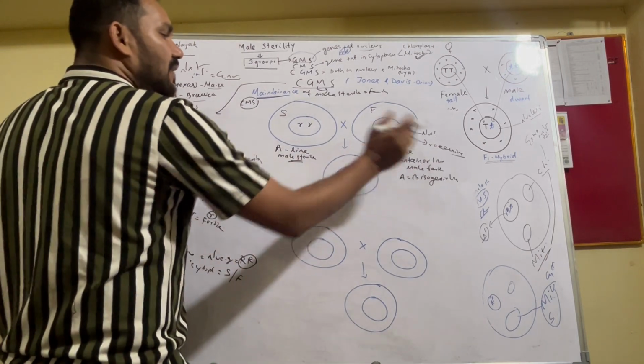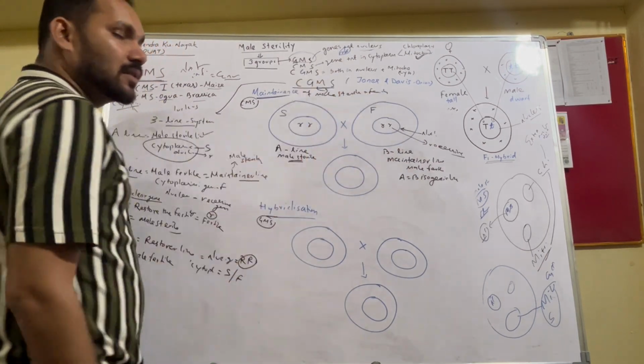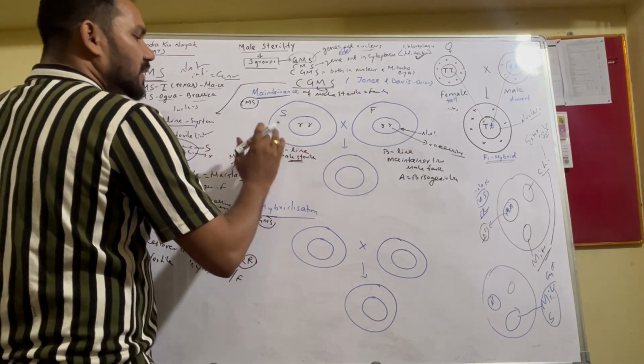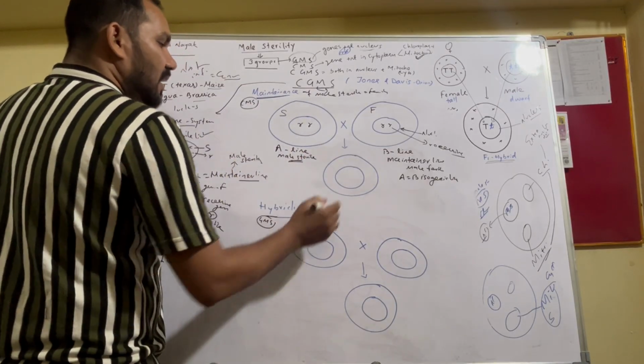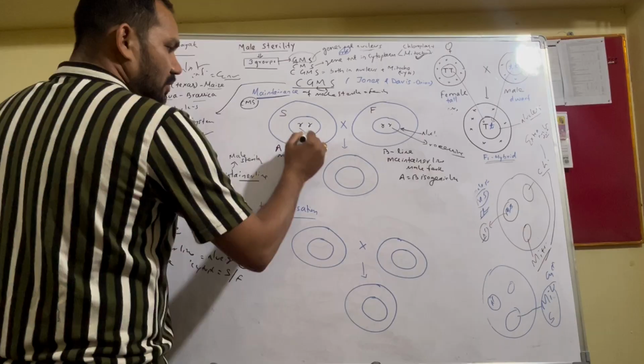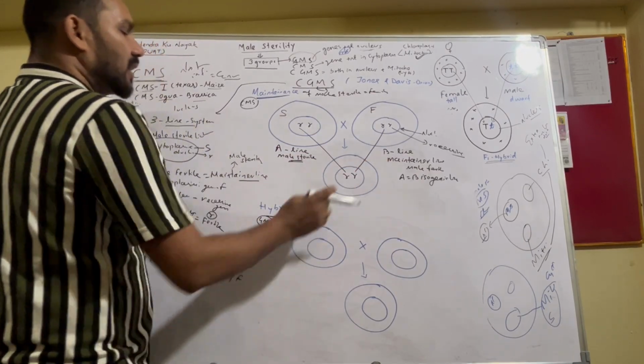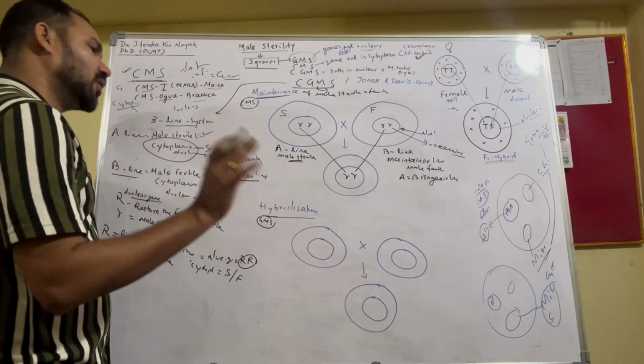B line is male fertile because the cytoplasm contains the male fertile gene. So whenever I cross A line and B line, what will I get? I will get small r from here and another small r from here, so the nucleus becomes a recessive gene, small r.